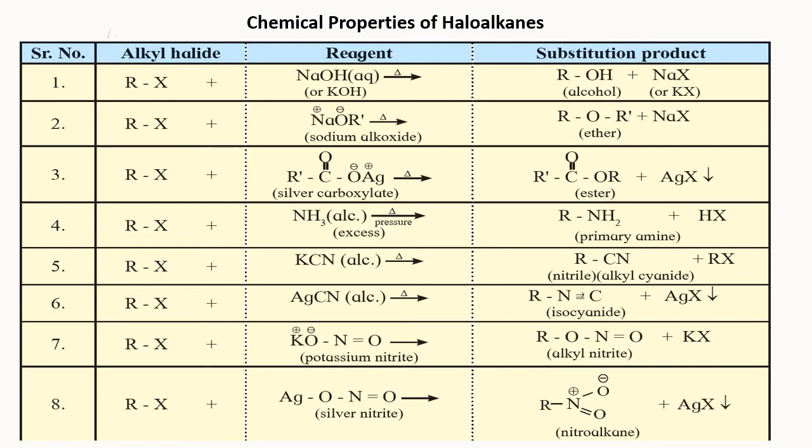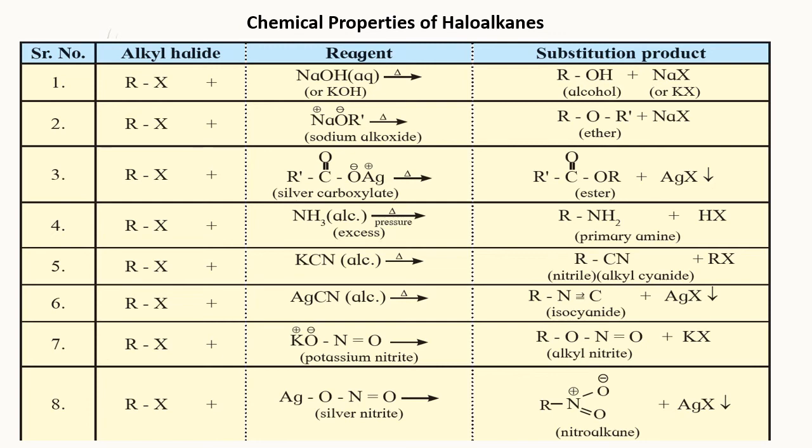Sixth reaction, RX plus AgCN alcoholic giving rise to RNC plus AgX. When alkyl halide is heated with alcoholic silver cyanide, alkyl isocyanide is formed. For example, C2H5Br plus AgCN giving rise to C2H5NC plus AgBr.